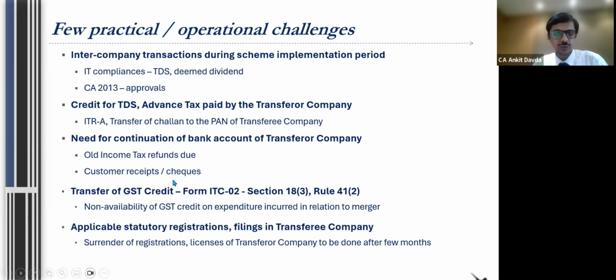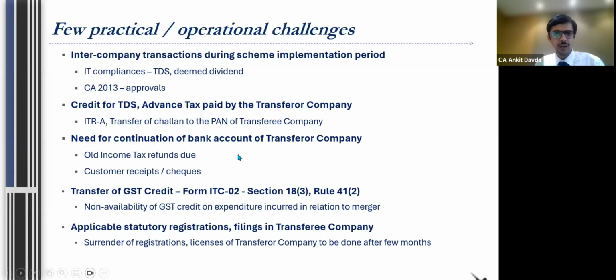When you file those returns, there is a provision that you can transfer TDS credit which is reflected to the credit of the transferor company. So under the ITR itself, you can transfer TDS credit from the transferor company to the transferee company. However, if any advance tax was paid by the transferor company, then technically you will need to get it transferred from the AO, because it would be in the PAN of the transferor company, and if you use that advance tax challan in the return of the transferee company, there will be an error because the system will not accept it. So you will have to make an application to the jurisdictional AO and change the PAN on the grounds of the scheme.